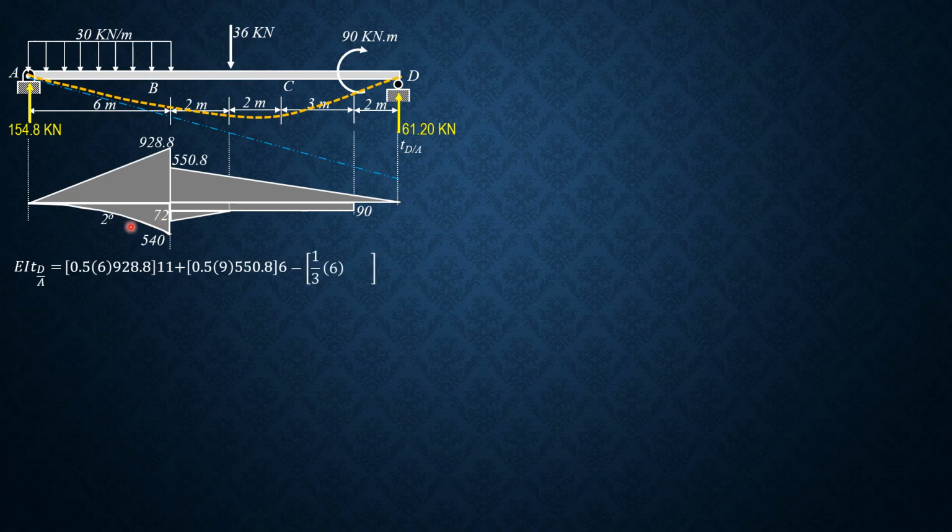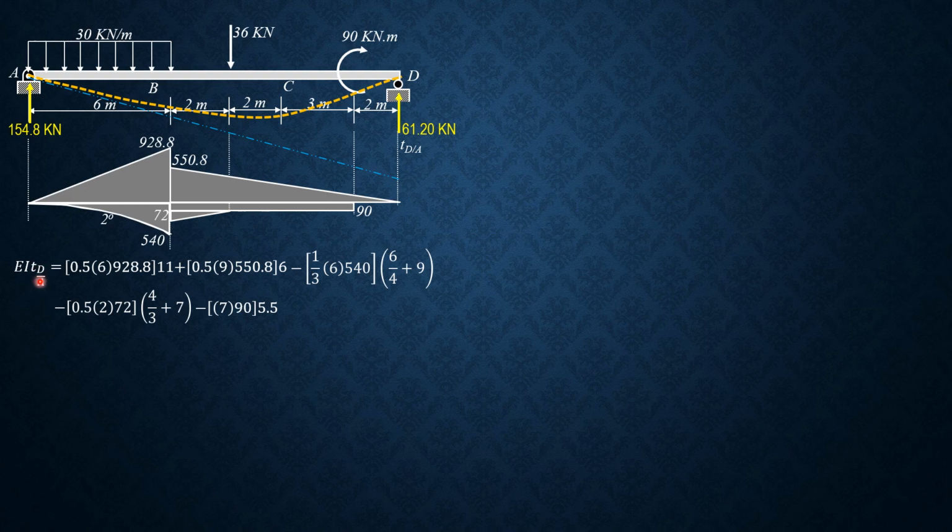Then minus this area 1/3 of 6 times 540. Then this distance is 6 over 4, 6 over degree plus 2, or 1.5, then plus 9. For the triangle, minus 0.5 of 2 times 72, 2/3 of 2 is 4/3, then plus 7. Then minus this rectangle, area of this rectangle moment is 7 times 90, moment arm is 7 over 2, 3.5 plus 2, so 5.5. So minus 7 times 90 times 5.5.